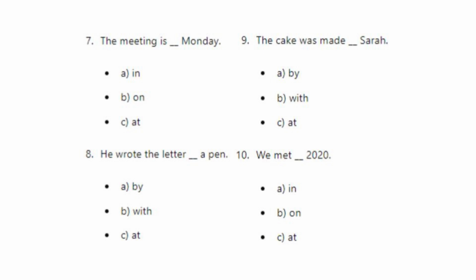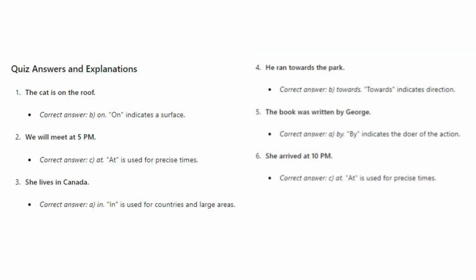Quiz answers and explanations. 1. The cat is on the roof. Correct answer: B, on. On indicates a surface. 2. We will meet at 5 p.m. Correct answer: C, at. At is used for precise times.